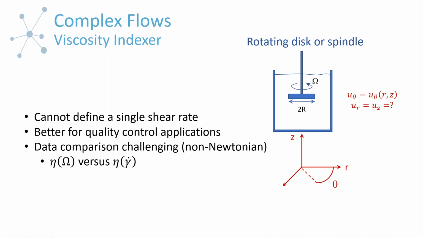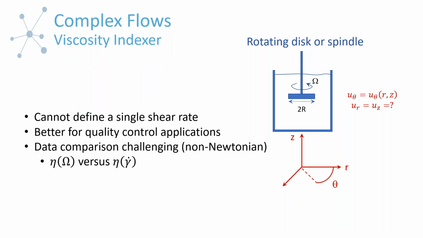But there's one thing that is clear, and that is that now we're looking at cylindrical coordinates to characterize our components of the velocity. As we rotate this spindle with some angular velocity, the predominant component is going to be in the theta direction, or the angular direction, and it's going to depend on both the radial position and also the height of the fluid in the container. So now we can't define a single shear rate like we can in the simple geometries that we just discussed.